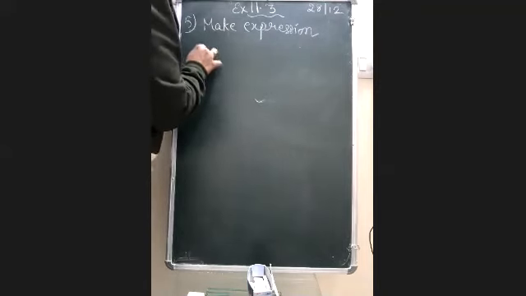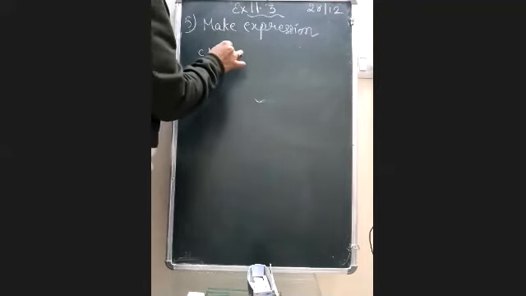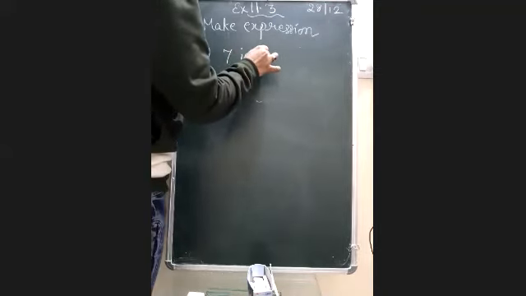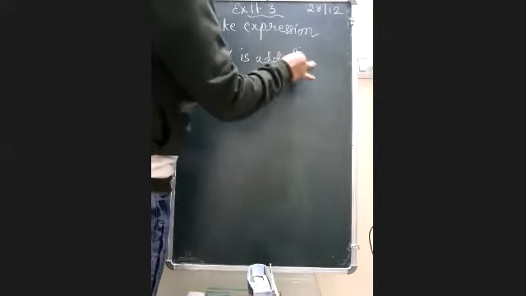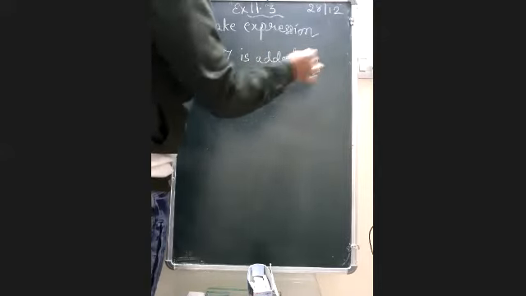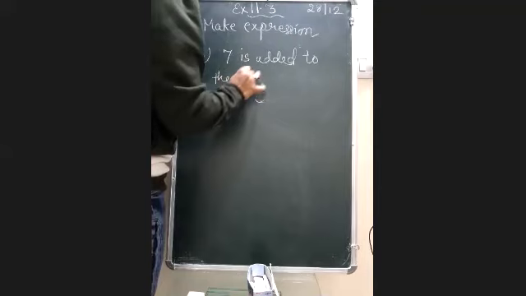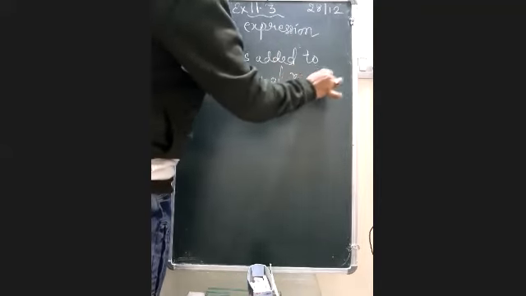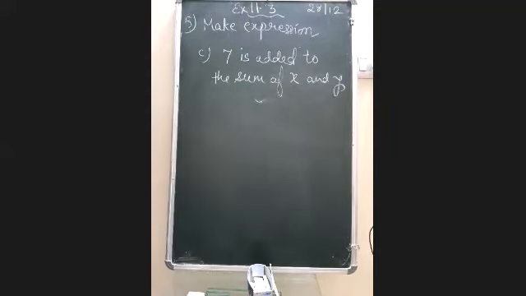I am writing a different one here. 7 is added to the sum of x and y. Now see again, it's again a different thing. अब हम फिर से दूसरी चीज में आ गए. दूसरी चीज में देखो, यहाँ पर गौर से फिर से क्वेश्चन देखो.